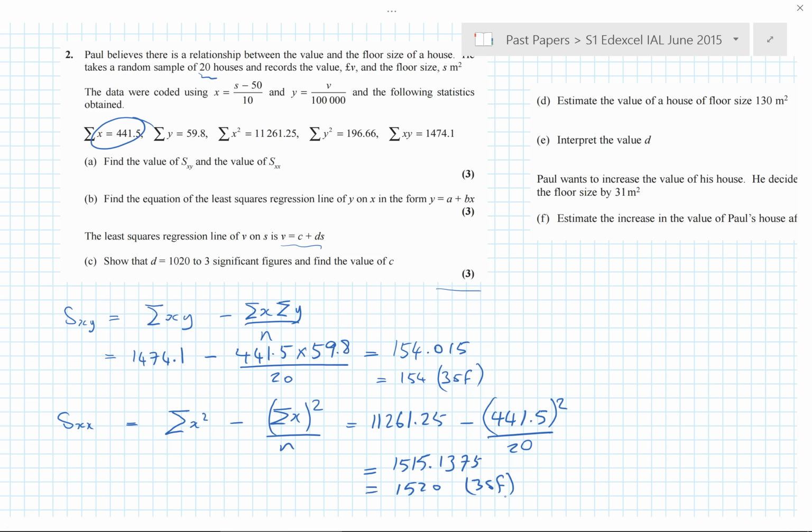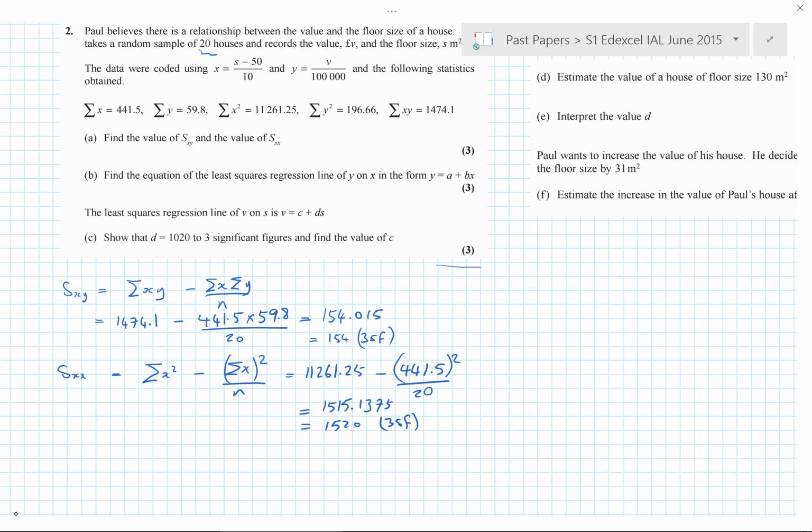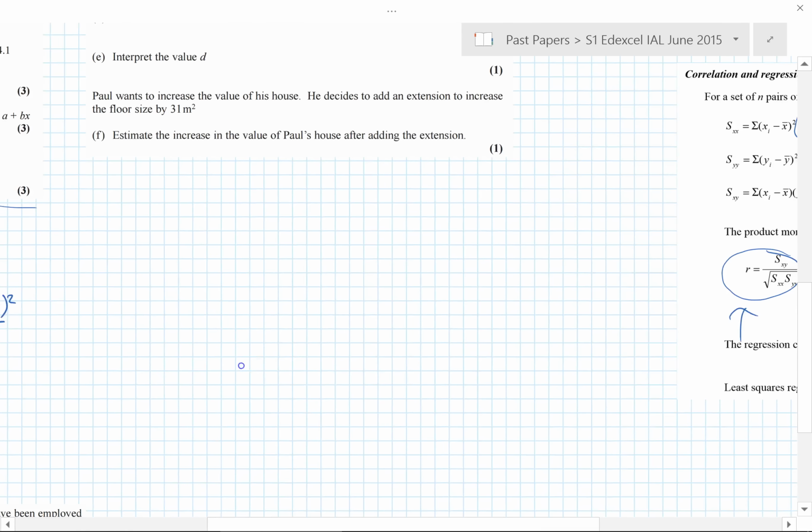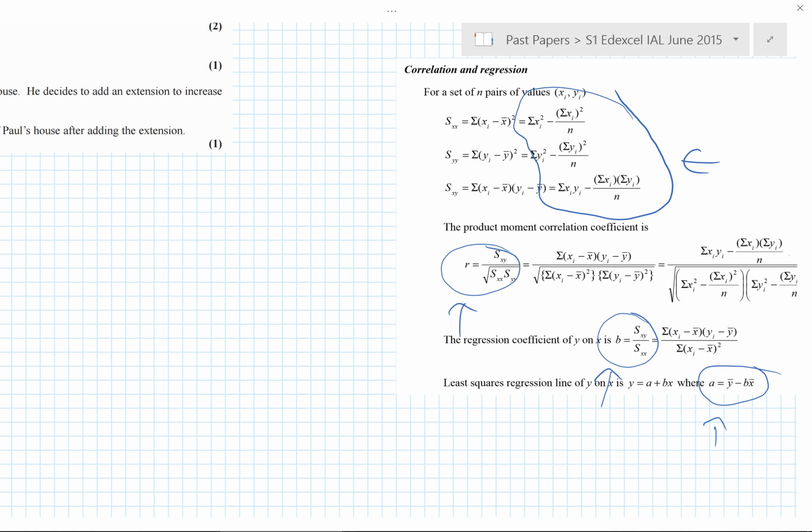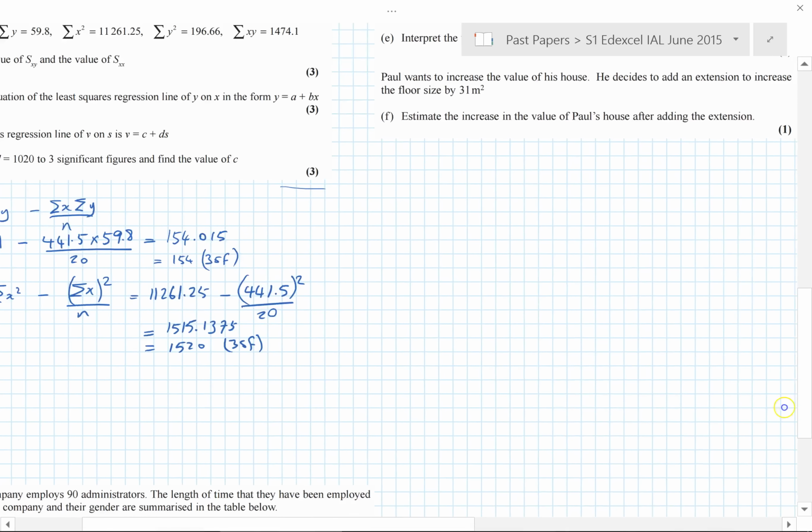Then it says find the least squares regression line in the form y equals a plus bx. There is a formula to work out these things, and this is to work out b. So b is Sxy over Sxx.